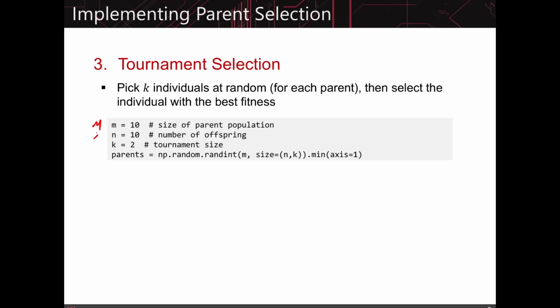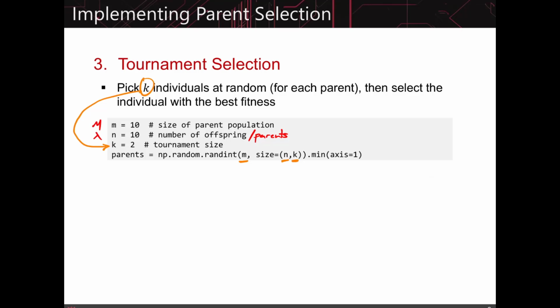N, or lambda, is going to be the number of offspring or parents that we want. And I'm assuming again here that the number of parents will be equal to the number of offspring. K is going to be our tournament size. That refers to how big of a tournament we want. I'm setting it equal to 2 here. In other words, when I randomly pick k individuals for each of the n parents that I want, that randomly come from a population of size m, the winner is going to be the better of those 2 random individuals.